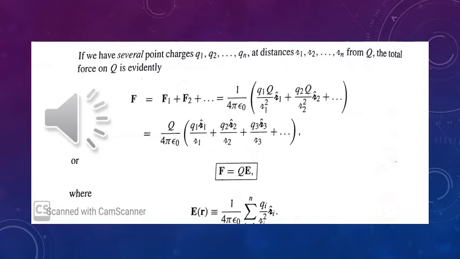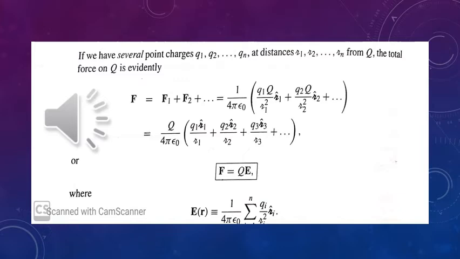And here the direction is also shown by r cap. So here we are going to add all the forces resulting from q1, q2, up to qn. Look, it is shown 1 by 4 pi epsilon 0, which is taken as common, and inside it is q1 Q by r1 squared r1 cap plus q2 Q by r2 squared r2 cap plus etc. And the capital Q, which has been taken outside, that is equal to Q by 4 pi epsilon 0 into, inside the bracket, q1 r1 cap by r1 squared plus q2 r2 cap by r2 squared plus q3 r3 cap by r3 squared plus etc.